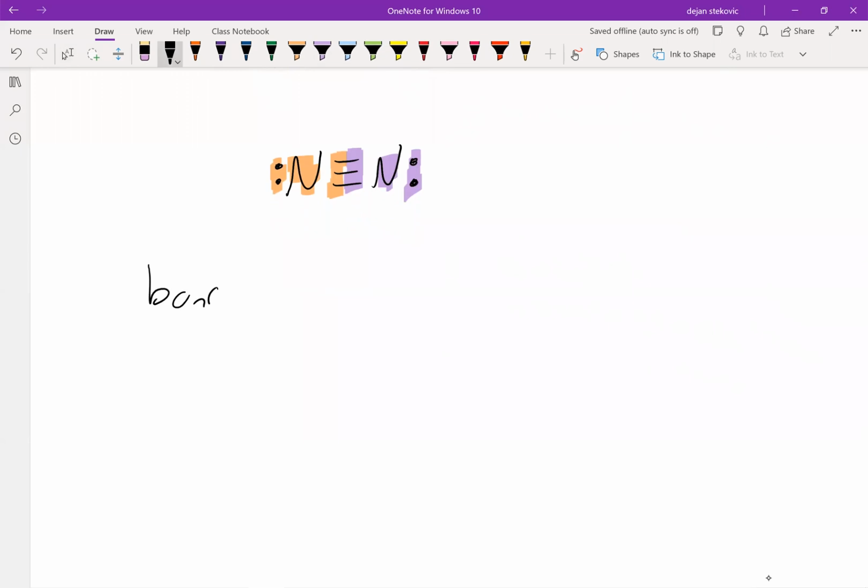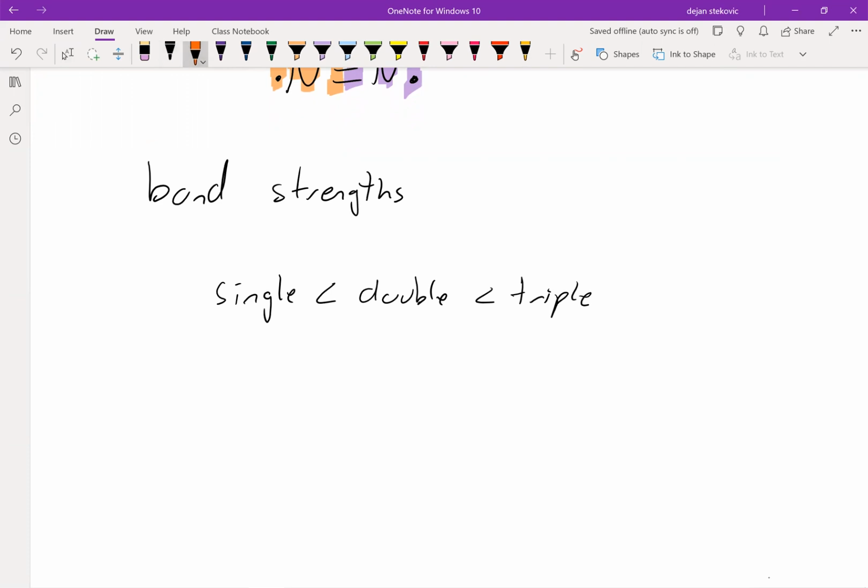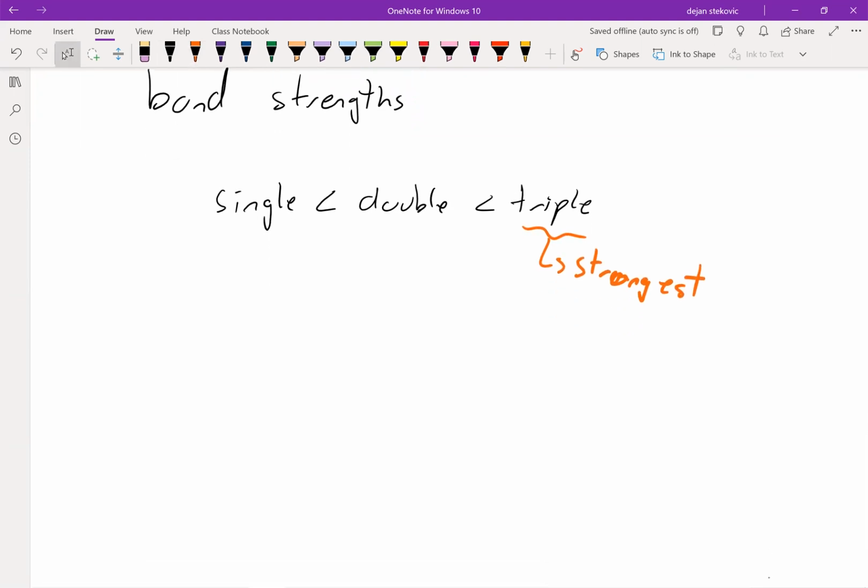In general, these bonds have different properties. Your single, double, and triple bond, as we've seen, and as you probably would be able to predict, the triple bond is going to be stronger than the double bond, which is going to be stronger than the single bond. Right? There's 3 bonds, that's stronger than 1. Interestingly enough, it's not 3 times stronger, but it is stronger.